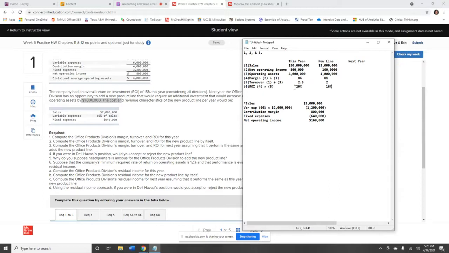Okay. So doing nothing, they're just doing it this year. They got 20% ROI, very good ROI. They add this new line, and that new line on its own is 16. So what happens when you add them together? What do you get? Well, obviously, 10 million plus 2 million is 12 million. 800 plus 160,000 is 960,000.